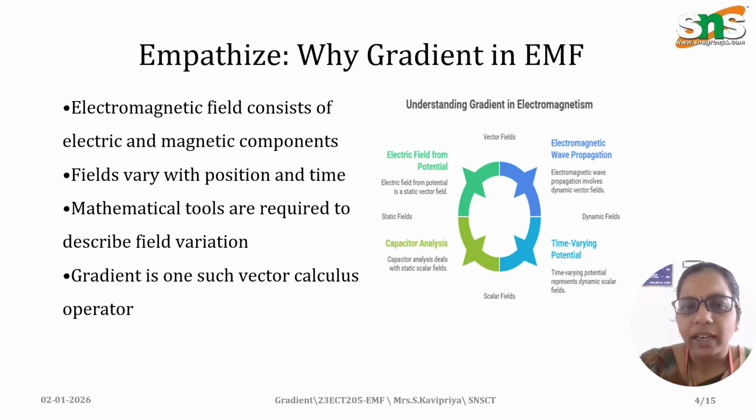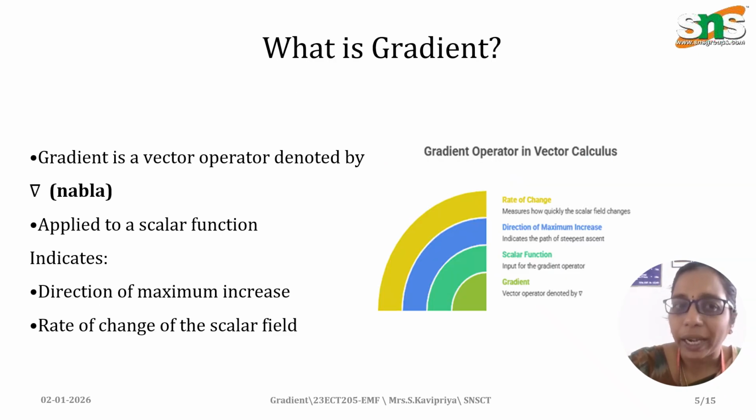So why is the gradient used in the electromagnetic field? We all know the electromagnetic field has both electric and magnetic fields. The field varies with position as well as time. So we require a tool for describing these variations of the electric and magnetic fields, and that tool is the gradient. Gradient is a vector operator which is used to determine the field variations, both electric and magnetic.